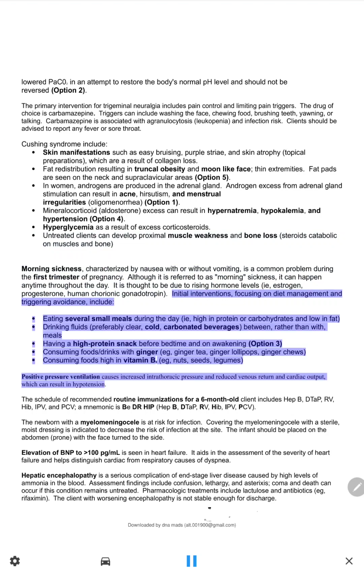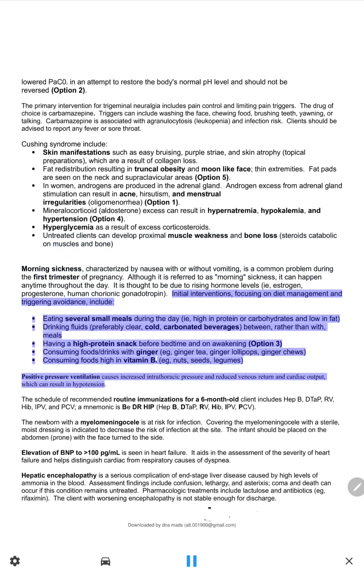Initial interventions, focusing on diet management and trigger avoidance, include eating several small meals during the day, i.e., high in protein or carbohydrates and low in fat, drinking fluids, preferably clear, cold, carbonated beverages, between rather than with meals, and having a high protein snack before bedtime and on awakening. Option 3. Consume foods and drinks with ginger, e.g., ginger tea, ginger lollipops, ginger chews, and consume foods high in vitamin B6, e.g., nuts, seeds, legumes.